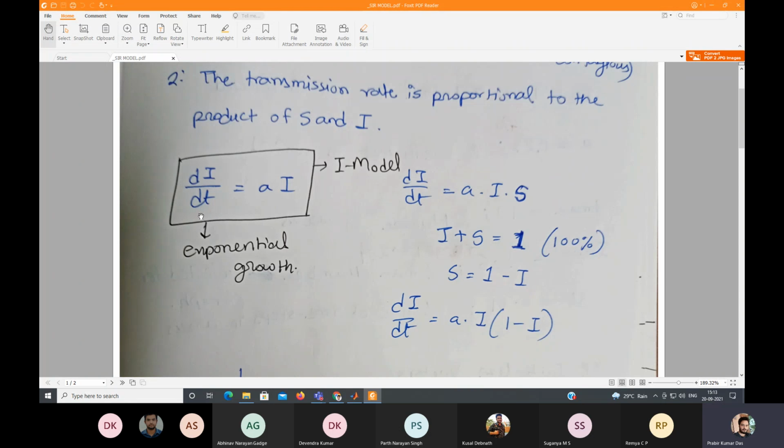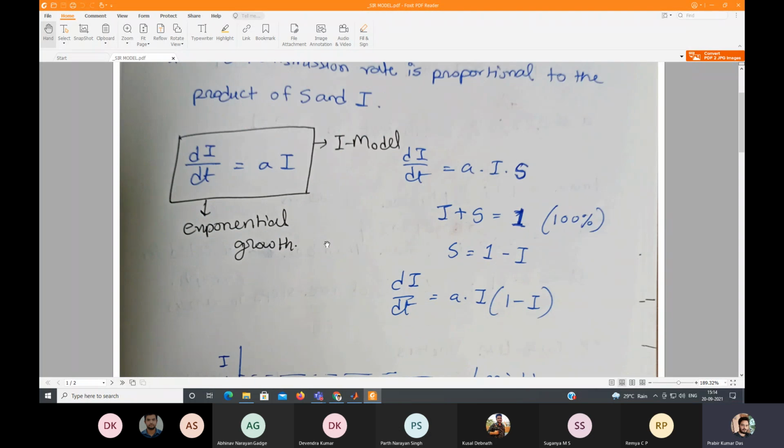dI/dt is the rate, the derivative as a rate measure. It is proportional to I. The more people are infected, the higher the chance that the rate of growth of infection is more. A is a proportionality constant here. So this is the basic model, which we will call the I model.